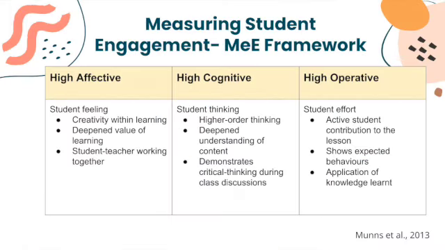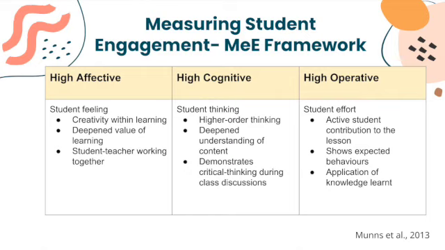Student engagement would be measured by using the 3 markers of engagement from the ME framework in Munn et al. 2013, including high affective, operative, and cognitive markers. High affective engagement will be noticed through observing how students feel about the learning. This is demonstrated within the exit slips mentioned earlier to show deep value of learning and creativity within responses, and the student-teacher working together to create these ideas.